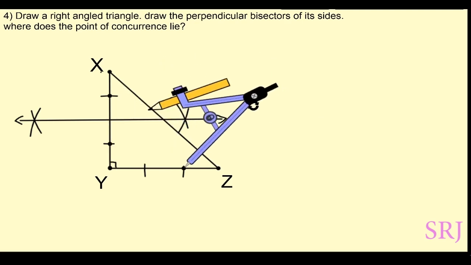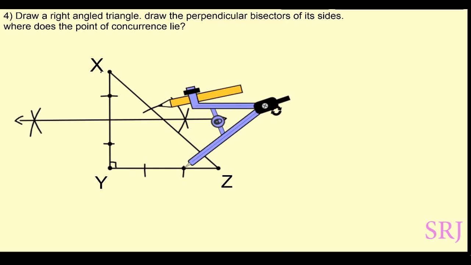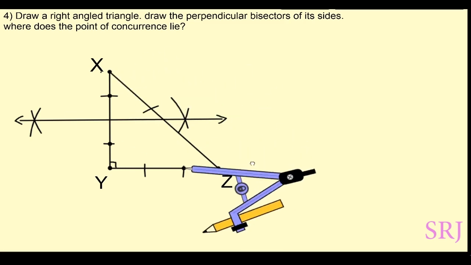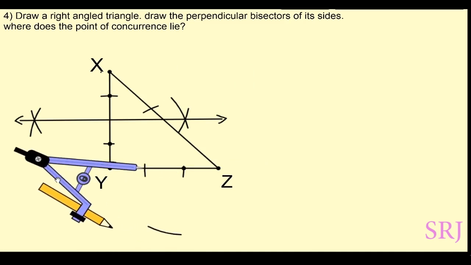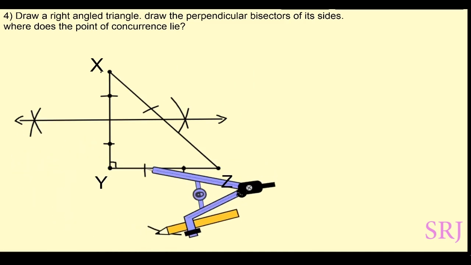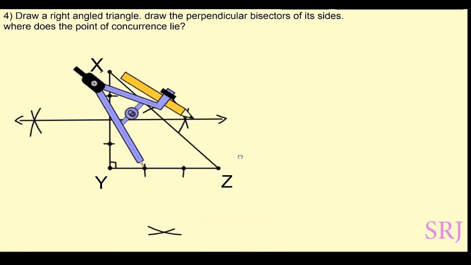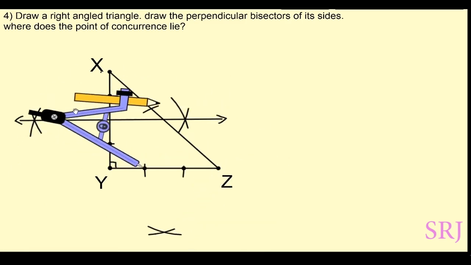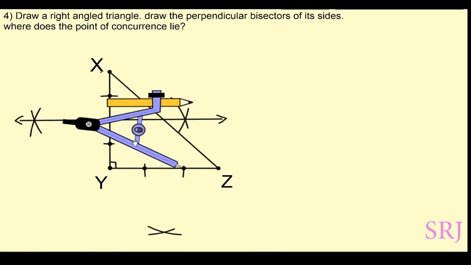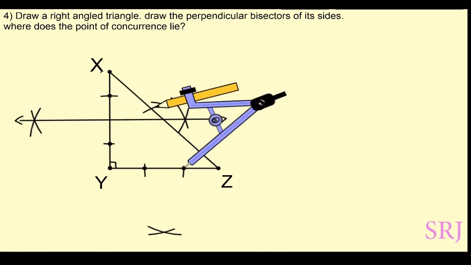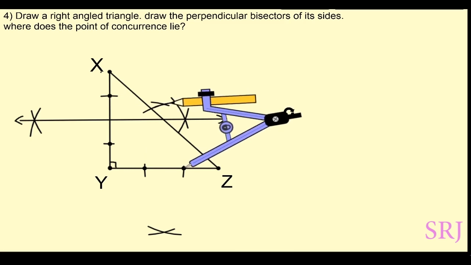Now place the compass on the drawn arcs and draw another arc, that is one above and one below line YZ. Then place the compass on the other arc and draw another arc intersecting both the previous arcs. Draw a line using a scale to join both the intersecting arcs. Draw arrows at both ends of the line.